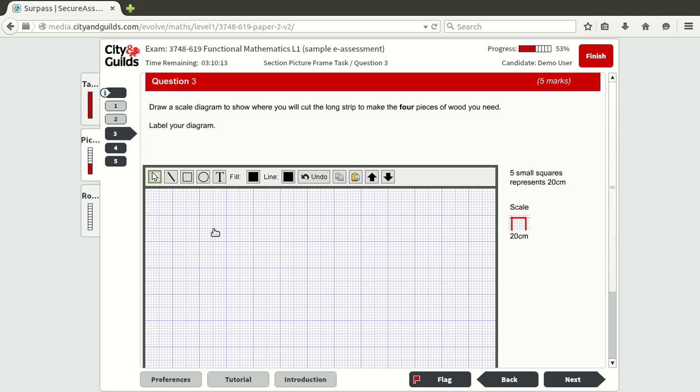So bearing that in mind, our stick would be 280 centimeters. So that's 280, so we have to draw a very long line. So let's start drawing. So I'm just dragging and I'm drawing as long as I can.